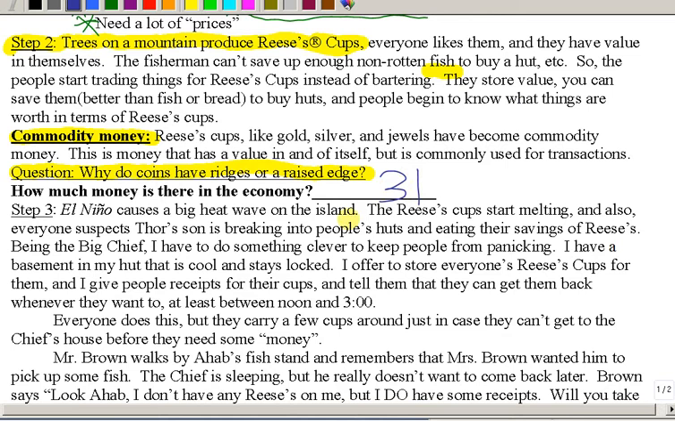Now suppose in our simple story that El Nino causes a big heat wave on the island, and everyone's Reese's Peanut Butter Cups start melting. Also, everyone suspects Thor's son of breaking into people's huts and eating all their money. So, being the big chief, I have to come up with a solution to this. So suppose I have a basement in my hut that's cool and is always locked. And I offer to store everyone's Reese's Peanut Butter Cups for them in my basement, and they can come get them whenever they want to. At least between noon and 3 o'clock. I'm keeping banker's hours here.